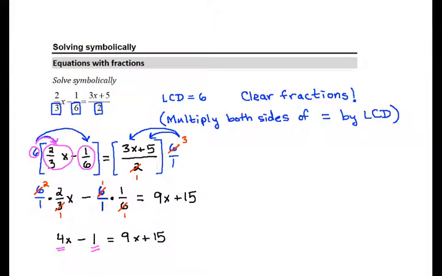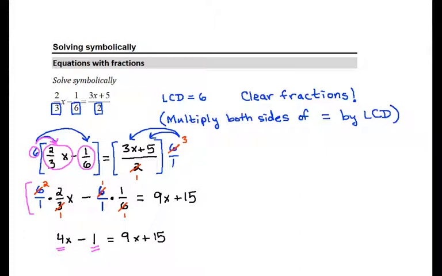So you can do this without writing out that in-between step that we put here, but you do want to be very careful, because it's really common for me to see this. 6 cancels with 6, and then somehow we lose the 6 from one of those two products. So that's what not to do.